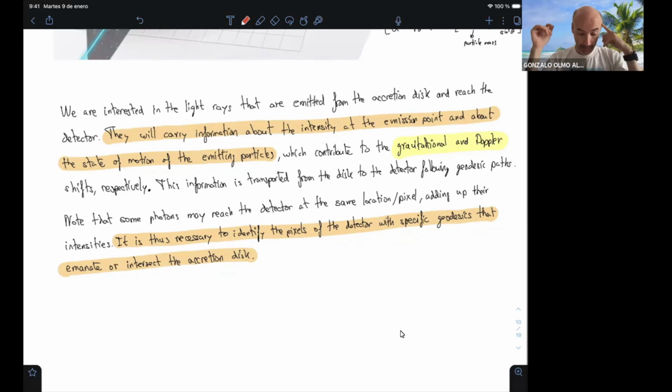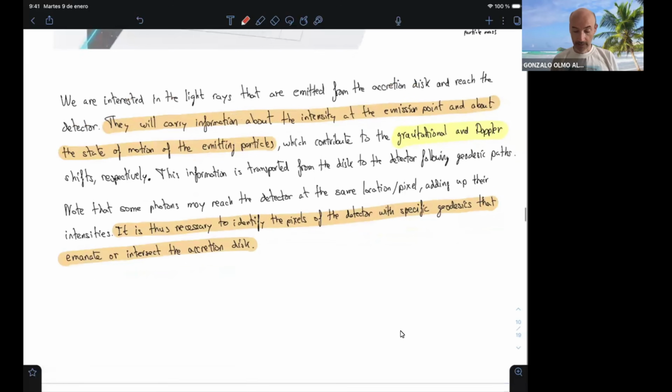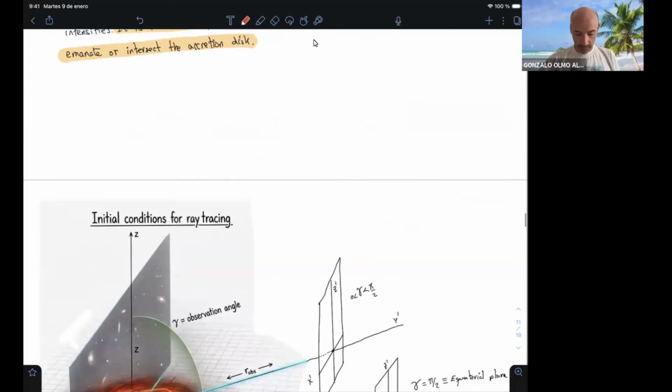Now, when these geodesics are propagated from the detector to the accretion disk, they hit the accretion disk. Let me see if I can explain this. Let's wait. Yes. No problem. Let me just check.